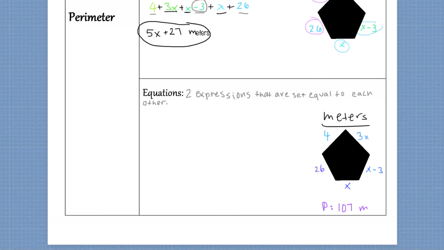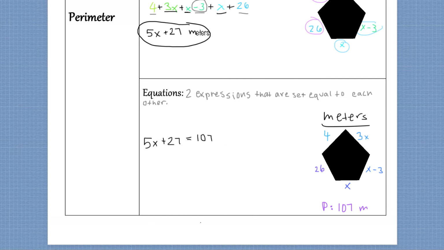And so since we already have the perimeter, what we're going to do is write an equation that has the expression of the perimeter equal to the actual value of the perimeter. And so if you recall, the expression of the perimeter that we found for this same pentagon in the above question about expressions was 5x plus 27. And so since we already have this expression of the perimeter, we're just going to set it equal to the actual perimeter, which is 107. It's written down there. We're going to set it equal to 107.